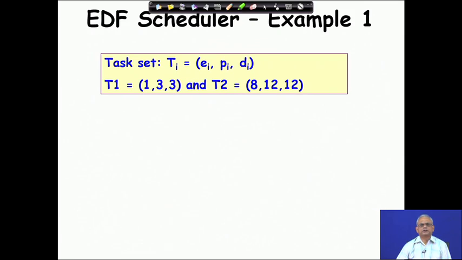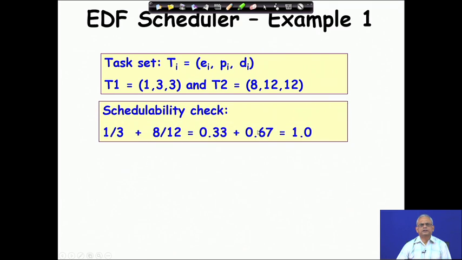Let us look at an example. We have two tasks. Their execution time, period and deadline are given as follows: for task 1, the execution time is 1 unit, the period is 3 and the deadline is 3. For task 2, the execution time is 8, and the period and deadline are 12. So, will this task set be feasibly run using an EDF scheduler?